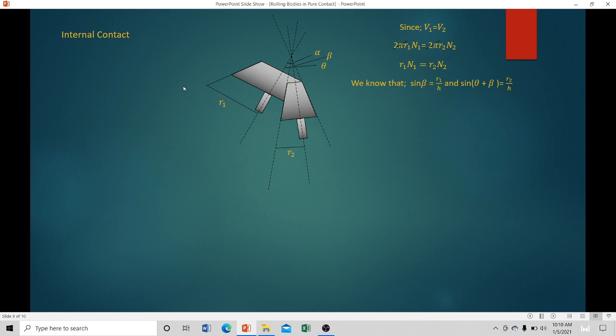So, this is R1 over H. From here, we can create a triangle. Then, sine of theta plus beta is equal to R2 over H. If we substitute these trigonometric functions for R1 and R2, we have this equation: H sine beta n1 is equal to H sine theta plus beta times n2. So, we can cancel out the variable H.